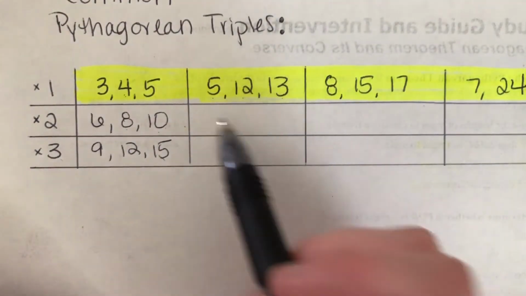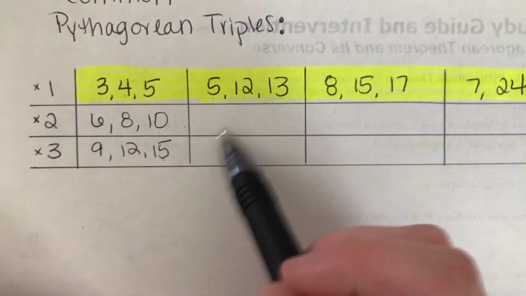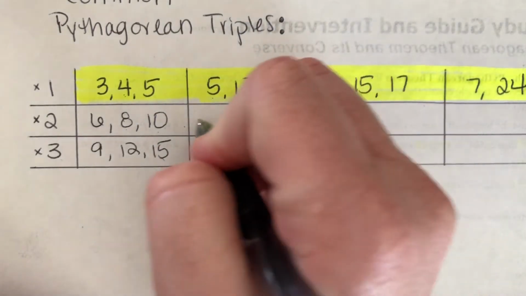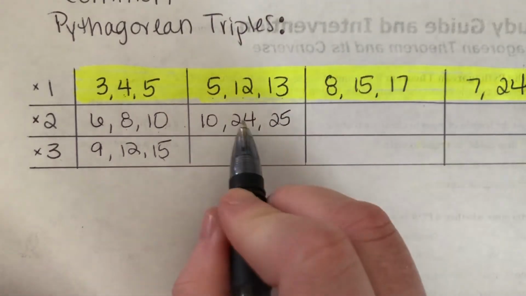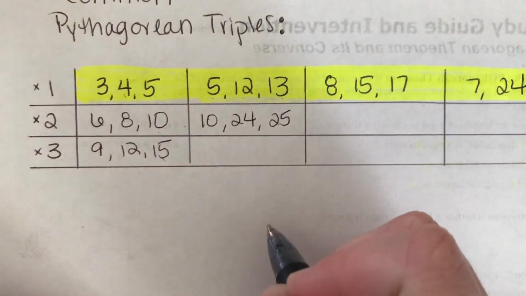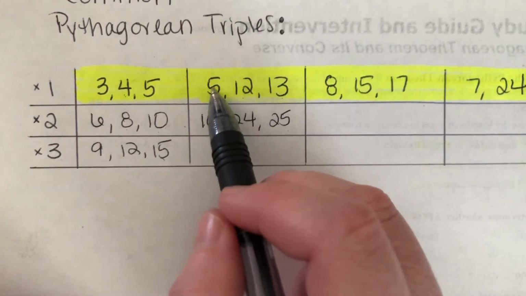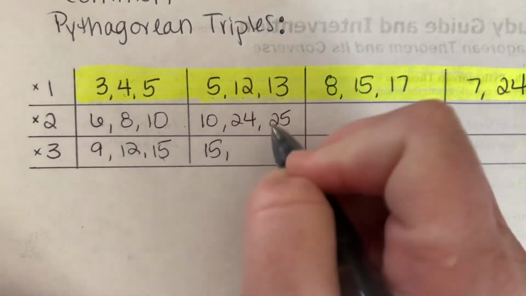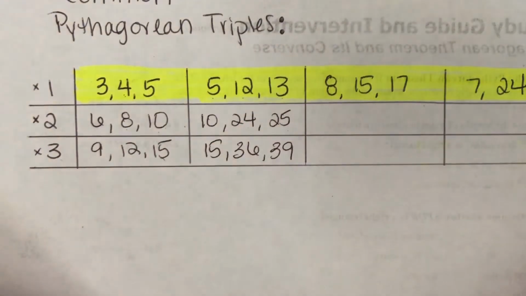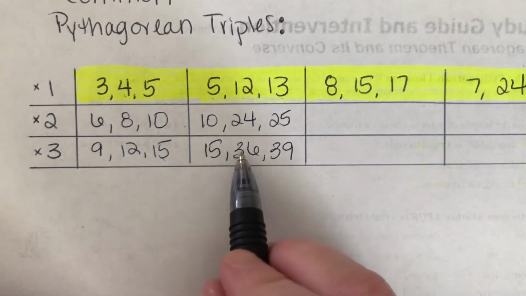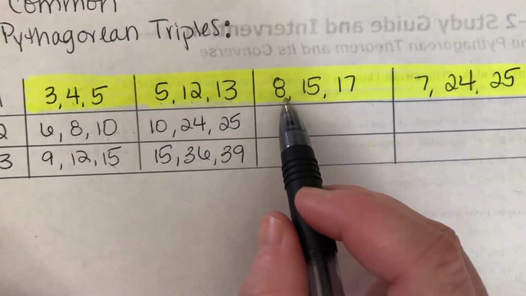Okay, 5, 12, and 13. This is a Pythagorean triple, so then we can come up with multiples of that. Multiply everything by 2. 10, 24, 26. 10 squared plus 24 squared equals 26 squared. You can use your calculator to double check it if you don't believe. Then multiply by 3. 5 times 3 is 15. 12 times 3 is 36. 13 times 3 is 39. Same thing. 15 squared plus 36 squared equals 39 squared.